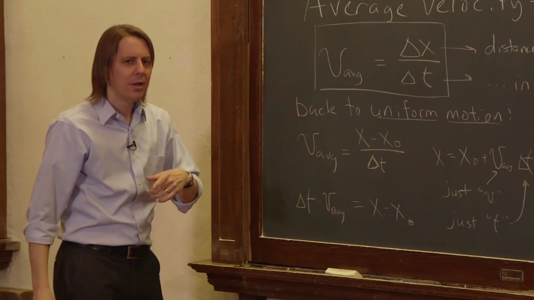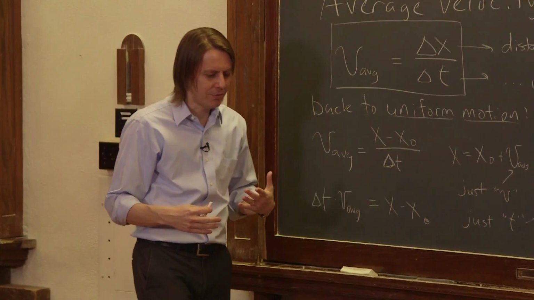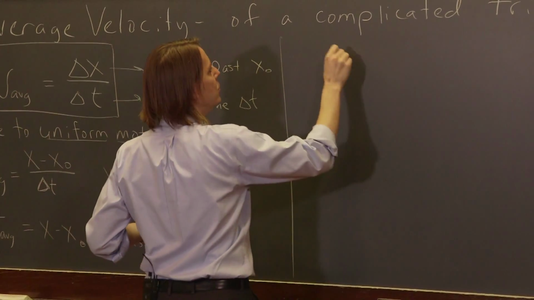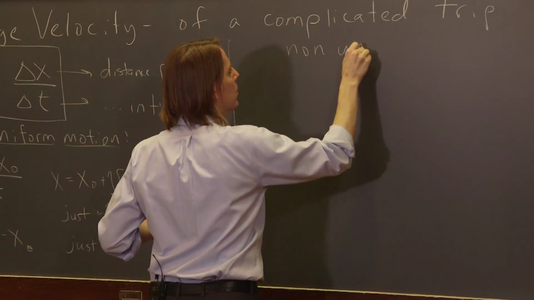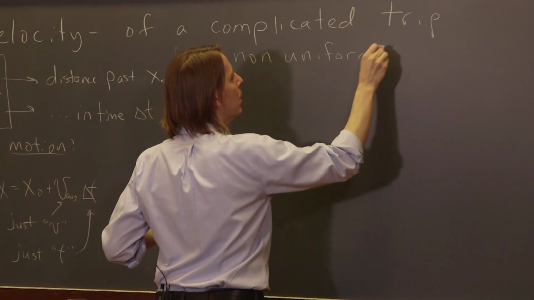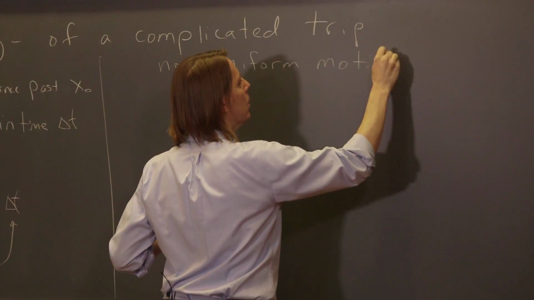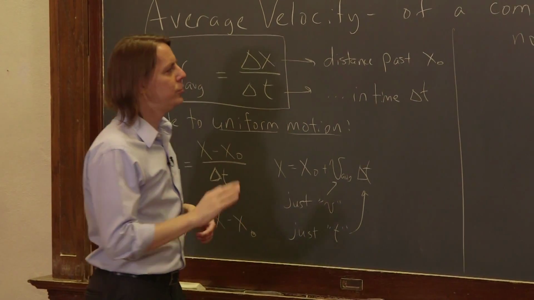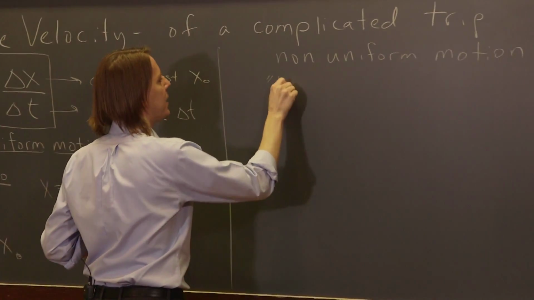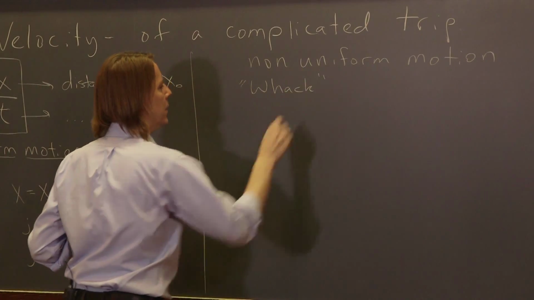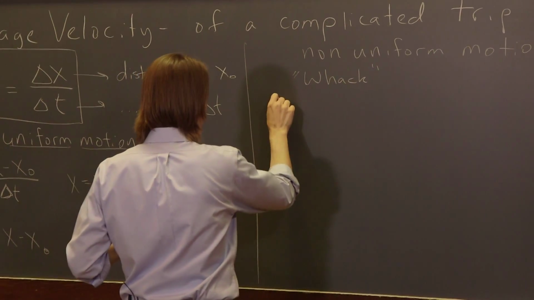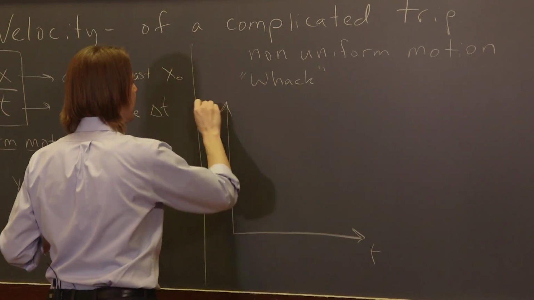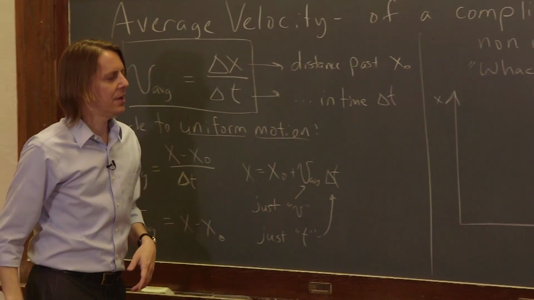But now, let's show you the reason we have the concept of average velocity, and that is to look at non-uniform motion. Okay, so non-uniform motion, let's do two cases. Let's do whack. The first case is called whack, and we're going to draw its position-time curve like this. There is x, and there is t.